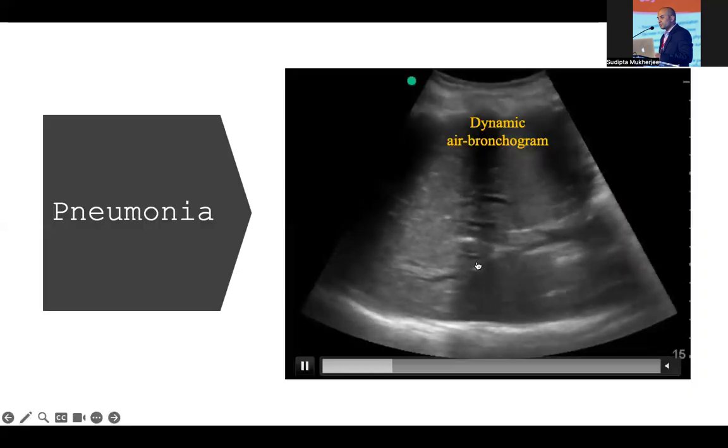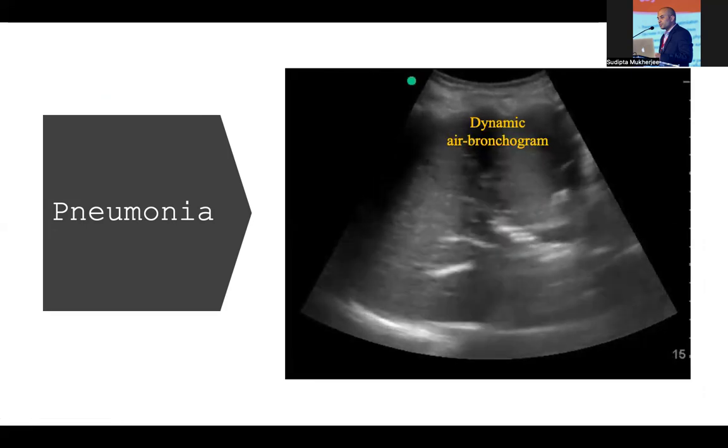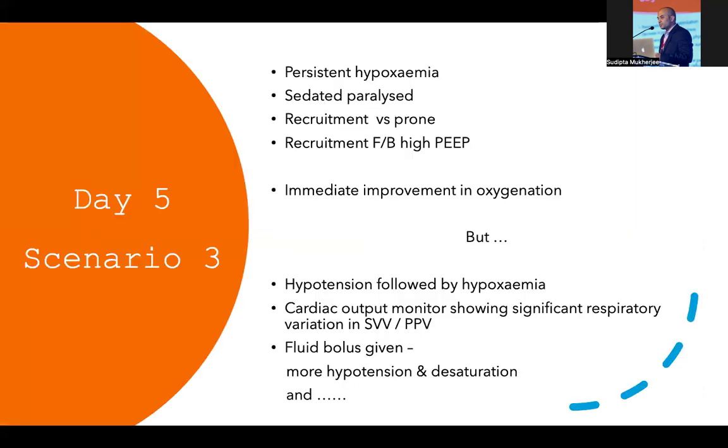There can be underlying pneumonia. It can be confirmed by a dynamic air bronchogram on ultrasound, which may lead to desaturating episodes. Now we somehow survived with our interventions, and by day 5, the third event happened. The patient was persistently hypoxic and did not recover very well. He was sedated and paralyzed, so we had to decide between recruitment and proning.